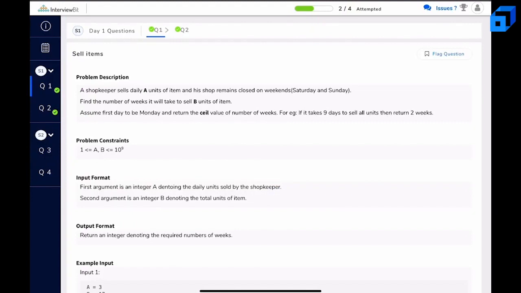A shopkeeper sells A units of an item daily, and his shop remains closed on weekends, that is Saturday and Sunday. We need to find the number of weeks it will take to sell B units of them. Assume that the first day will be Monday, and then return the ceil value of the number of weeks. For example, if it takes 9 days to sell all units, then return 2 weeks.